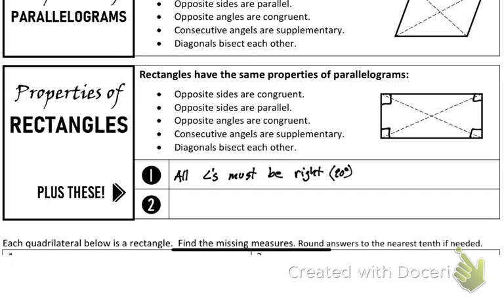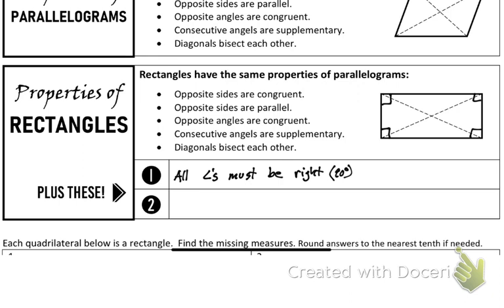Okay, so that needs to be memorized. As soon as I say rectangle, you have to go 90 degrees. There's also one more rule. We've already said that diagonals bisect each other. That comes from them being parallelograms. But there's something specific about rectangles' diagonals. Anyone want to take a guess at what you think it might be?